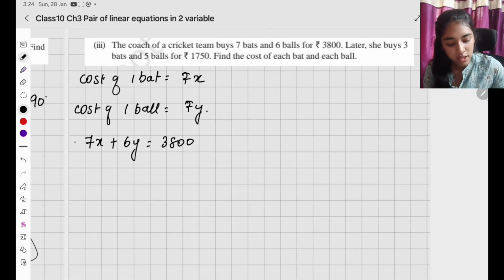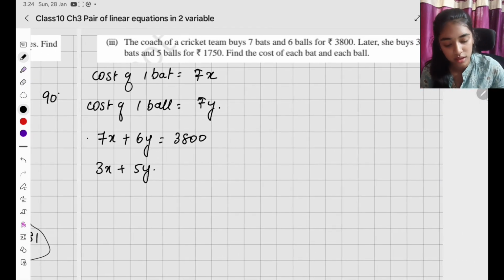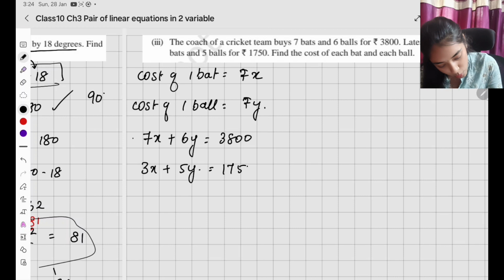Okay. Later, she buys 3 bats and 5 balls. So 3 bats and 5 balls. Check whether the balls and bats are given in the correct order. Okay. So this is going to be 1750.